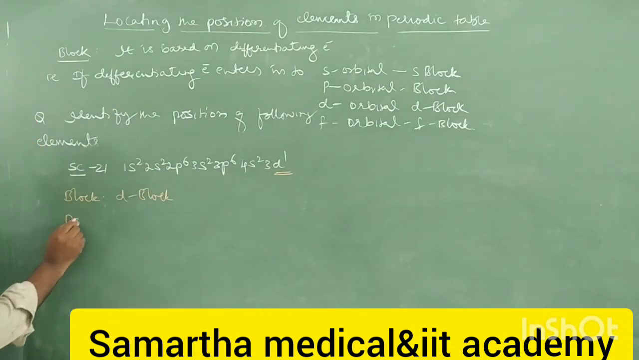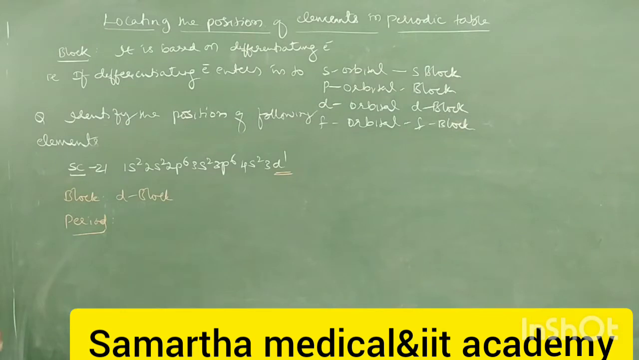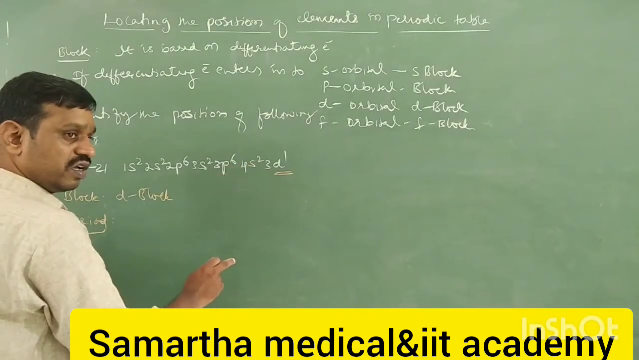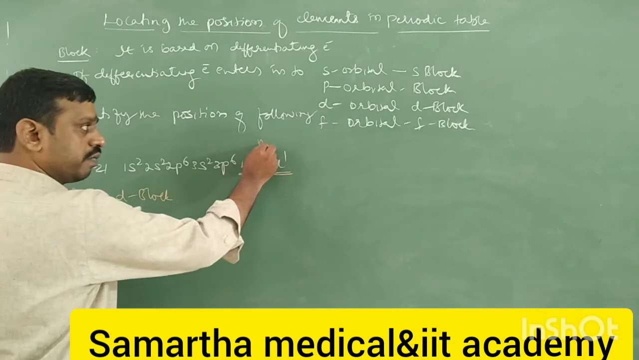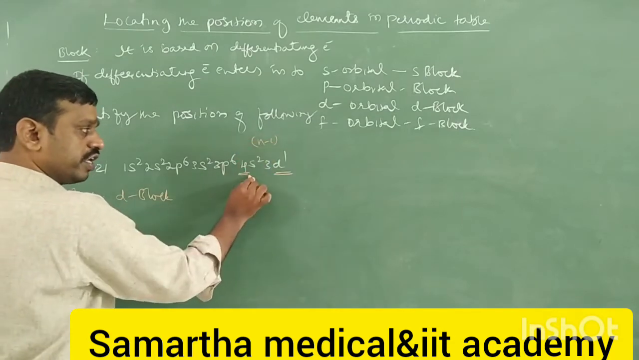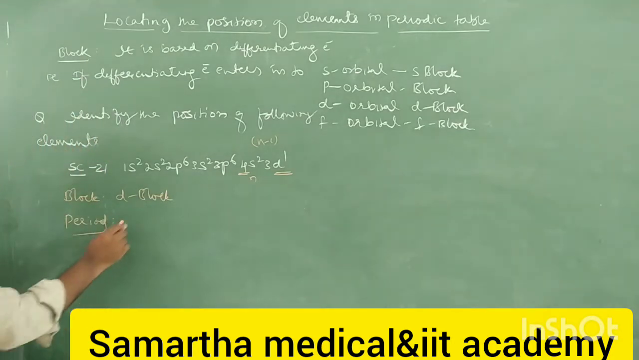Next, period. Tell me, period number is equal to what? The maximum principal quantum number. What is the maximum principal quantum number here, 3 or 4? It is 4, where 3 is n minus 1. The maximum we want is n, and n is 4. Therefore, it is the fourth period.